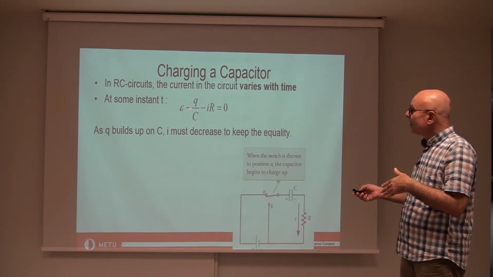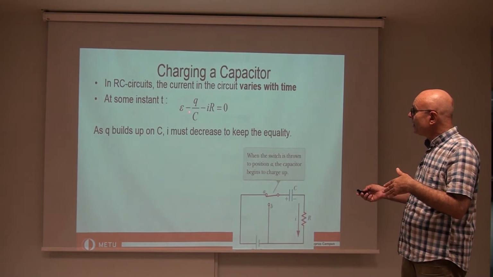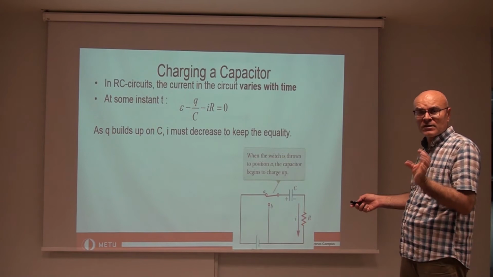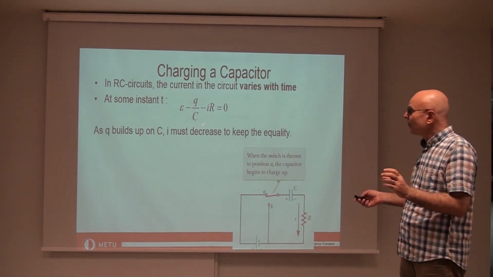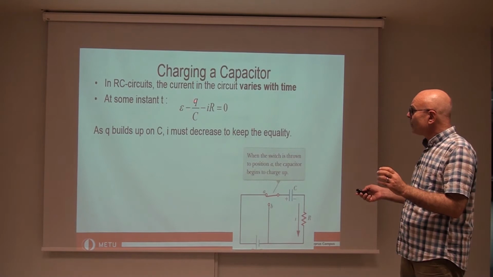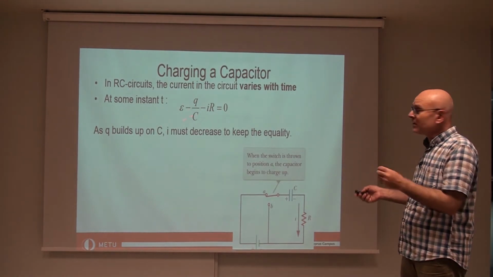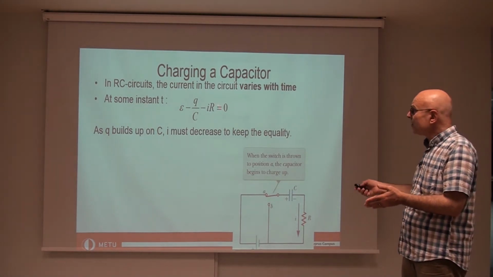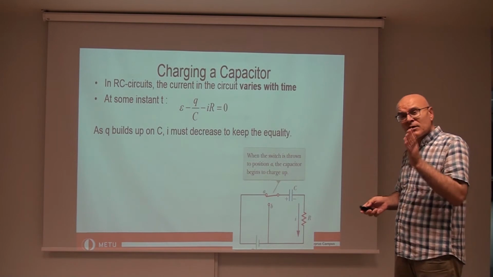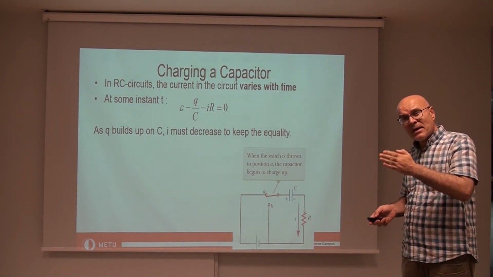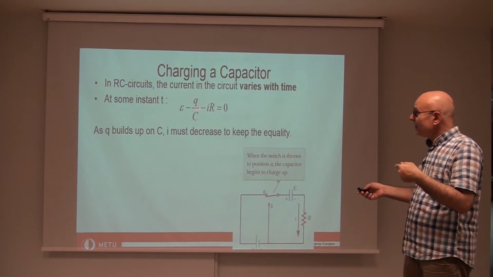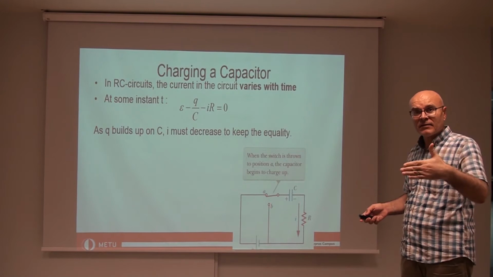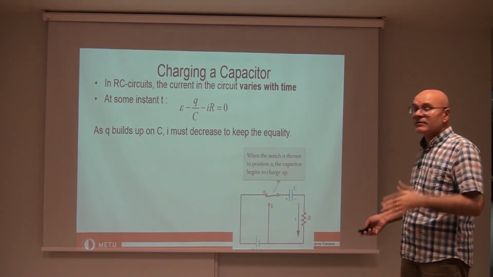If you want to think of it, take these to the other side. So E is equal to Q over C plus IR. E is constant. It's the electromotive force of the battery. As Q becomes larger, definitely IR should become smaller, so as to keep the equality. And since R is constant, then I is getting smaller. So whenever you are charging a capacitor, as time passes, in other words, physically, as more charge builds up on the plates of the capacitor, the current in the circuit starts to drop.